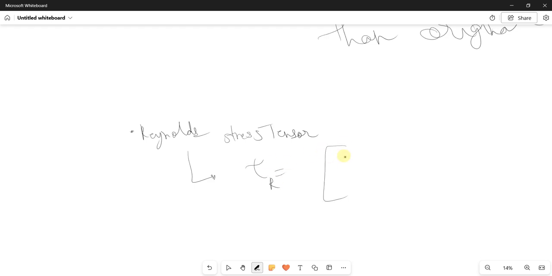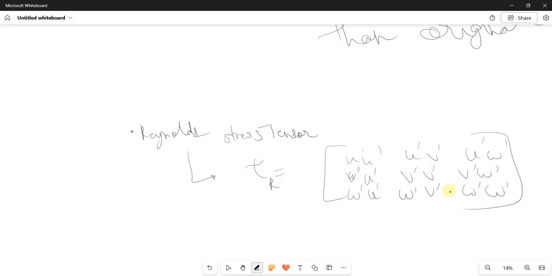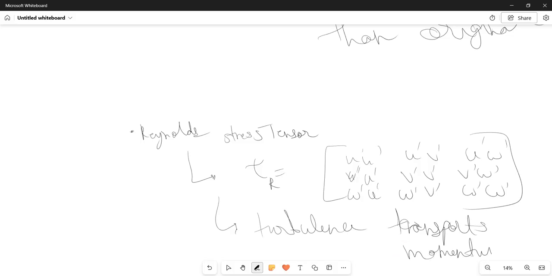You have, it's just simple, u dash u dash, just go ahead with the configuration, u dash v dash, u dash w dash, then just keep going, v dash u dash, v dash v dash, v dash w dash, and here you have w dash u dash, w dash v dash, and w dash w dash. Okay, now this is your Reynolds stress tensor. So this is what causes the turbulence, so I mean momentum transfer. So turbulence transports momentum, right?